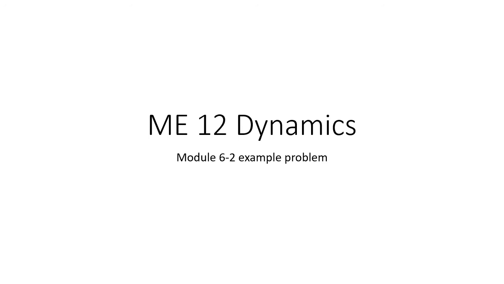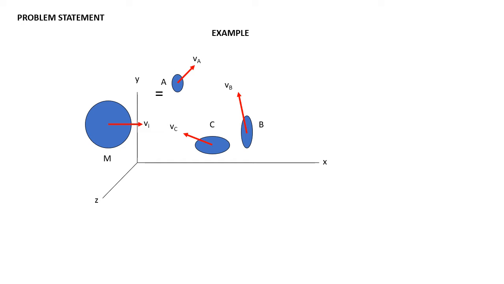So now let's look at a few example problems from Module 6.2. Let's take a look at this explosion problem here. We can see we have this larger mass M over here before the explosion. After the explosion, it breaks into smaller masses A, B, and C.